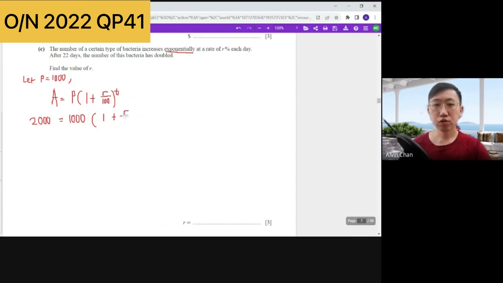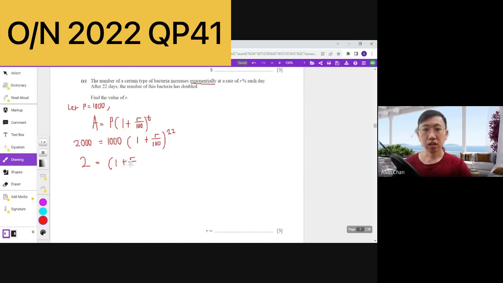1 plus interest rate over 100 to the power of 22. And then I move 1,000 there. It becomes 2 = (1 + R/100) to the power of 22. And then I take the 22nd root, to see whether I can get an answer or not. Then I get 1 plus R over 100. Let's see what this is. 1.032008, something like this. Minus 1 equals R over 100.